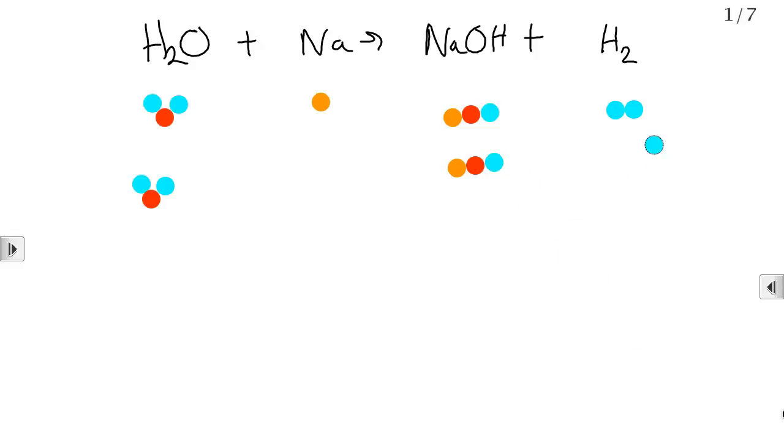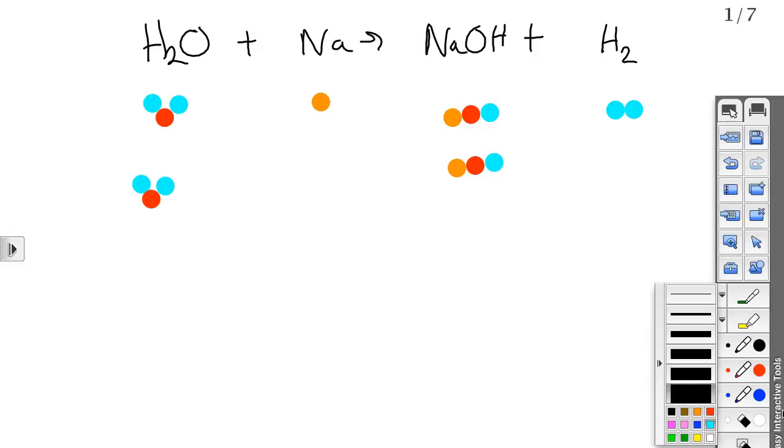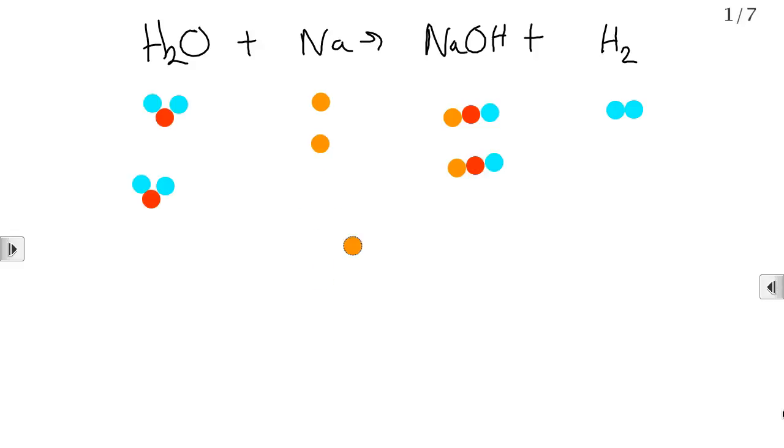Alright, so now I have 4 hydrogens, 2 oxygens. So what can I do to make sure I have the same on each side? Add another sodium. And I'm done.